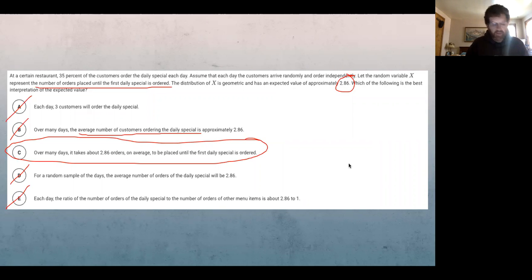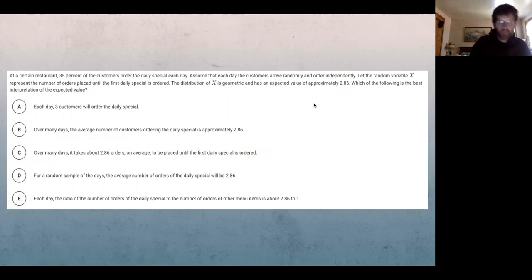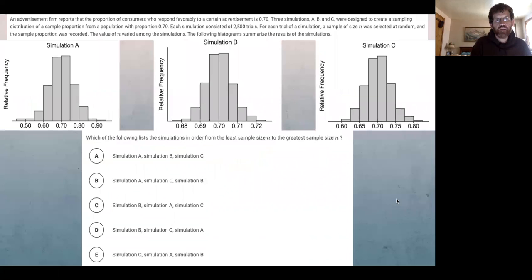Okay, remember, just to make sure the concept that we're taking away here is BIFs when it's geometric, and the key right here is the first. Anytime it's asking about the first, the geometric is always related to that. In this case, the first daily special. Okay, so let's look at, I think we only have 2 more, but we'll see.